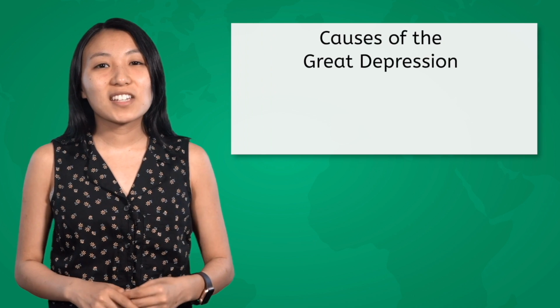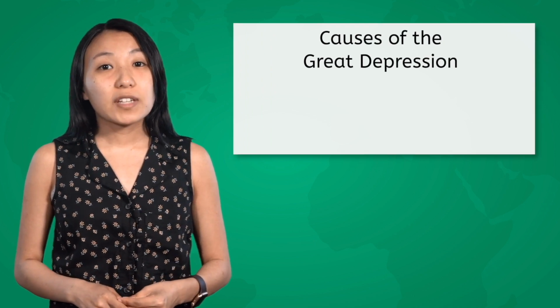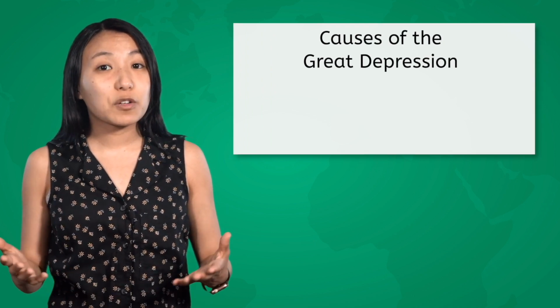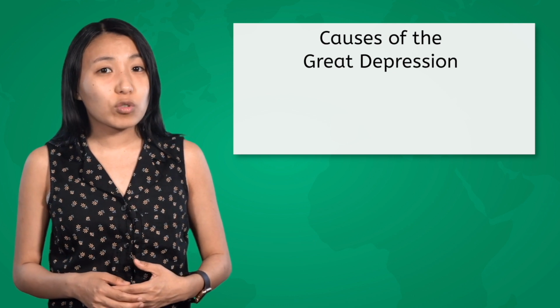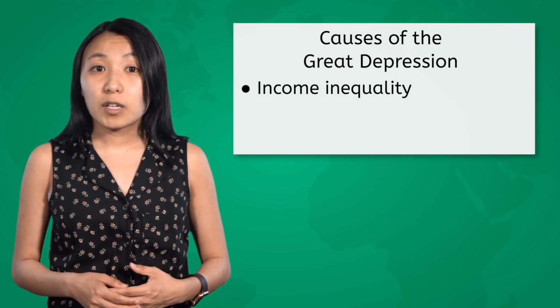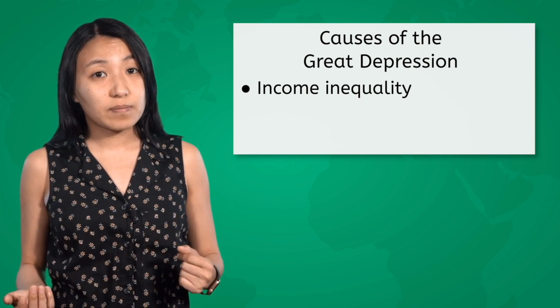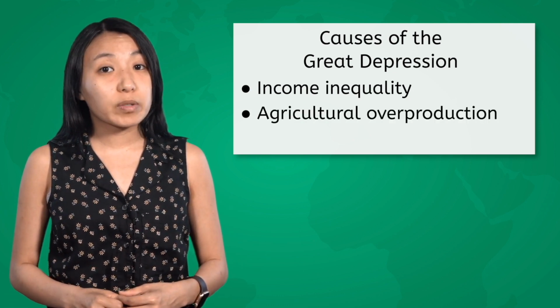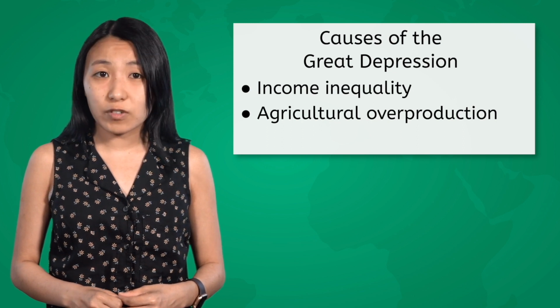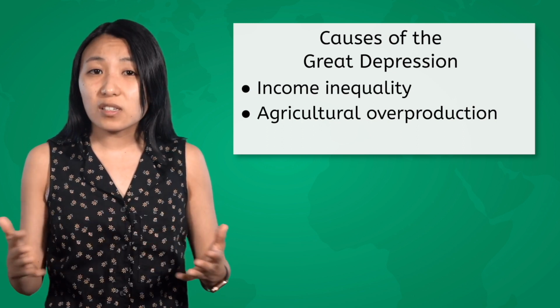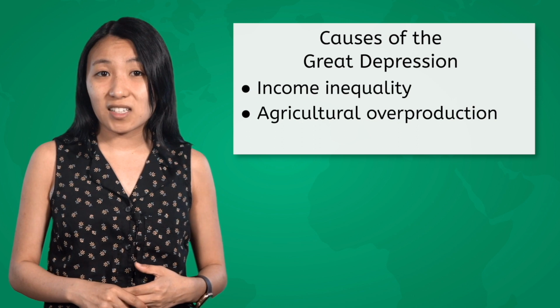All right, let's take a moment to recap. While the 1920s were a decade of economic growth, there were some structural problems. Income inequality led to cycles of decreased production and layoffs. Agricultural overproduction made farming less profitable, leading to millions of farmers losing their land.